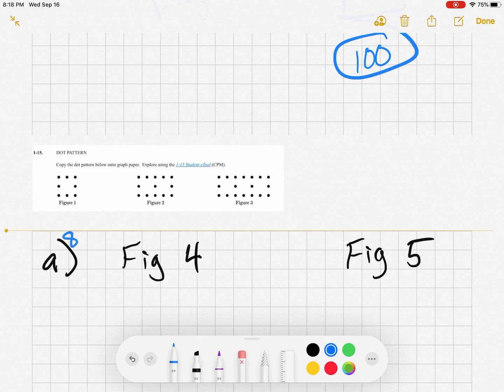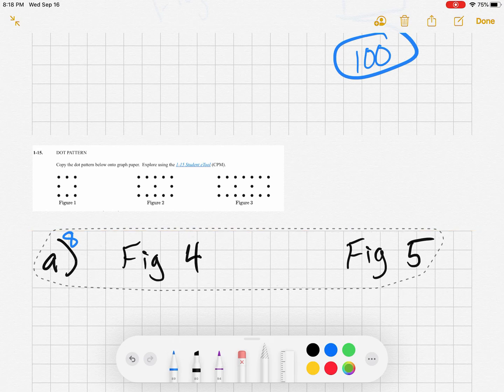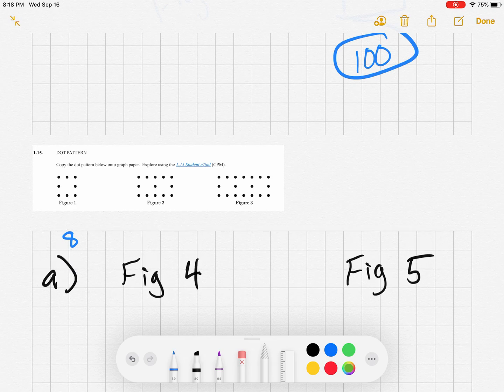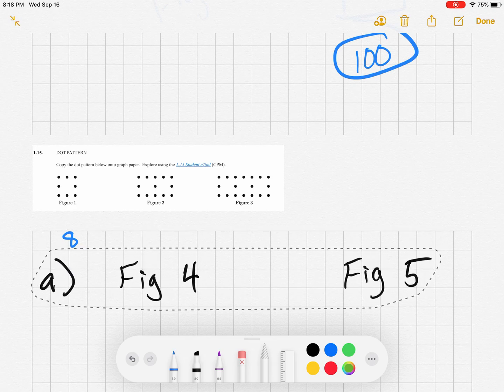Kind of running out of room. I should have slid this whole thing down here. There, it gives me a little room.